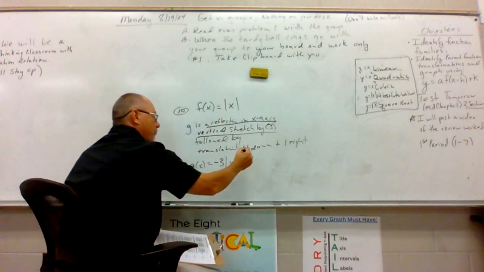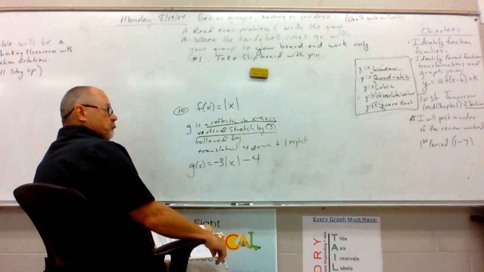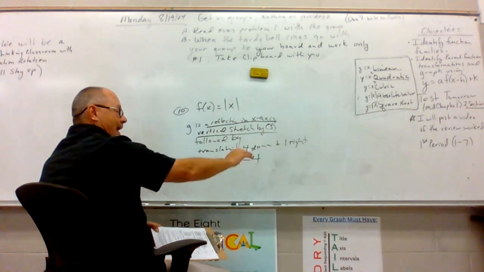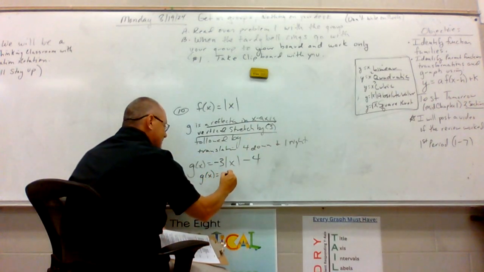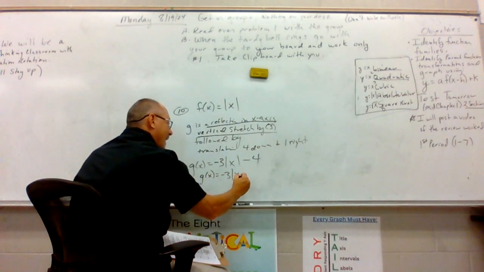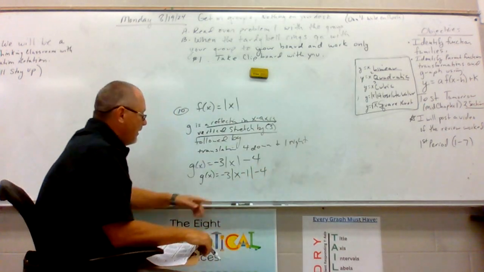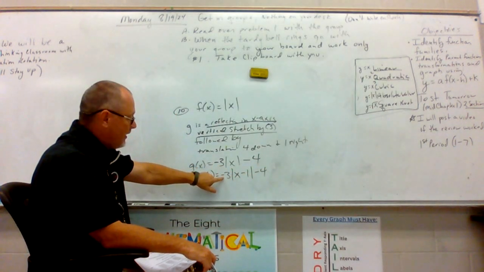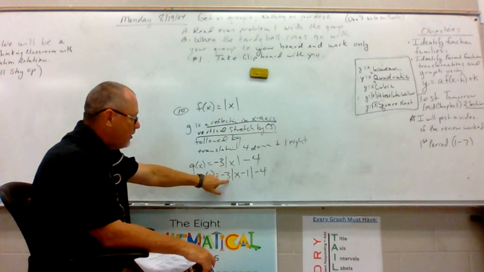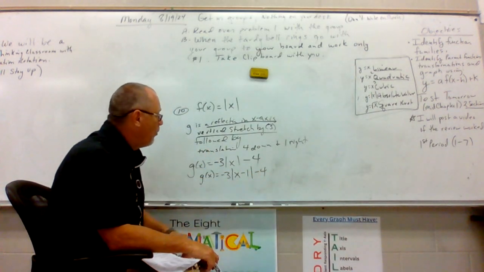Now I got to go 4 down. 4 down is just put it at the end. And the last thing is 1 to the right. So my final answer, that goes inside the parentheses, x minus 1, minus 4. Vertically reflected in the x-axis, vertical stretch, then right 1, down 4.